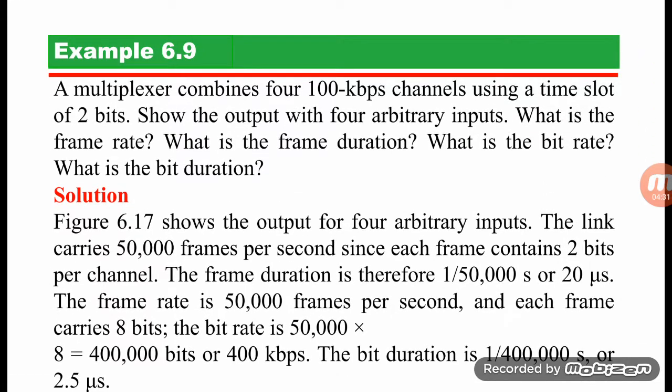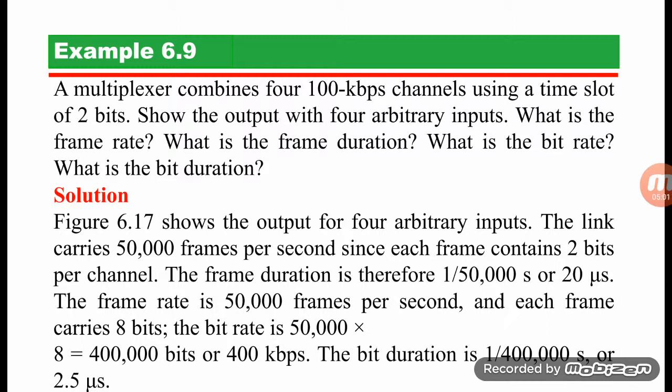A multiplexer combines 400 kbps channels, just like I showed you, using a time slot of 2 bits. Time slot of 2 bits, or the unit is 2 bits, it's the same thing. In the exam, if I give you a question, the unit is 2 bits, that means I'm taking 2 bits at a time. Show the output with 4 arbitrary inputs. We just saw the diagram, 4 inputs. What is the frame rate? We just calculated it was 50,000 frames per second.